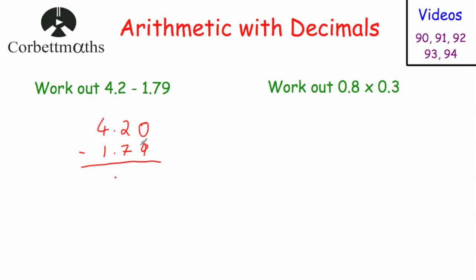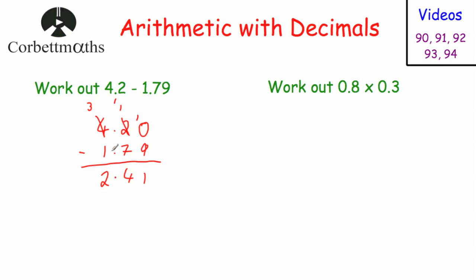So 0 take away 9, well, we're going to need to borrow. So that's going to be a 1 and a 10. 10 take away 9 is 1. 1 take away 7, again, we can't do, so we're going to borrow. So that'll be a 3 and an 11. 11 take away 7 is 4. And 3 take away 1 is 2. So 4.2 subtract 1.79 is 2.41.